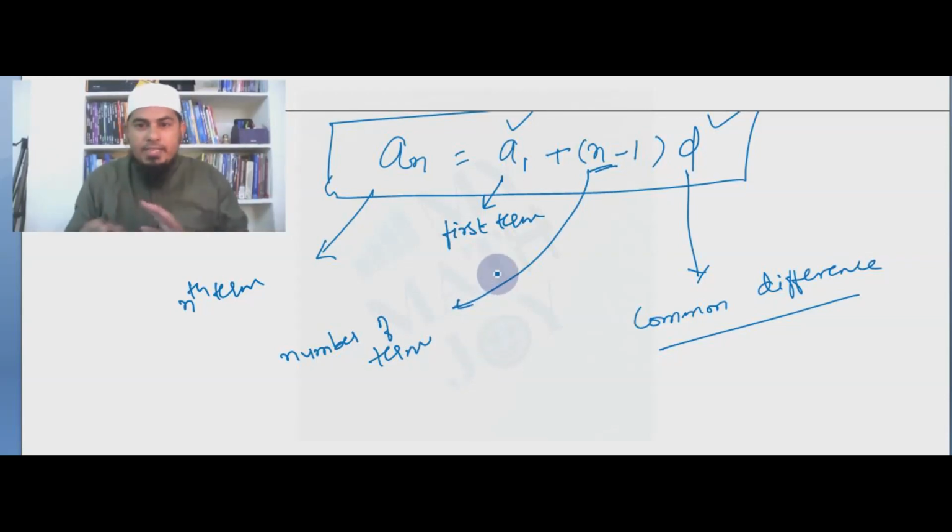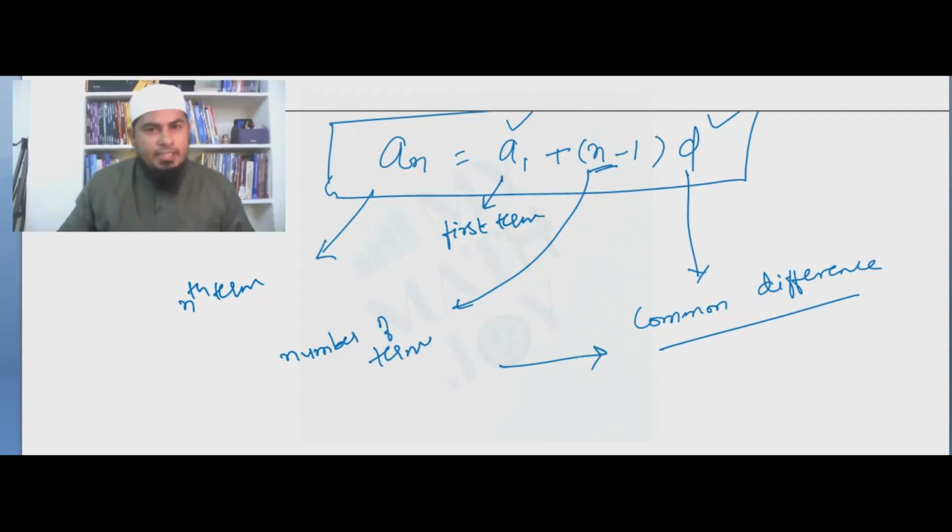So how many things are there? Collectively we have four things: the nth term, the first term, the number of terms, and the common difference. These four things make a formula here, that is an is equal to a1 plus n minus 1 into d. Here four things are there. Very nice.